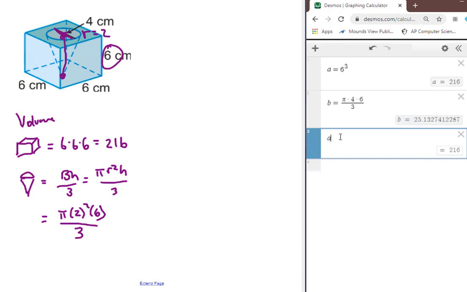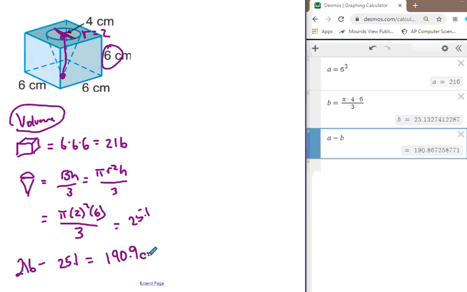So we're going to do A minus B, and there's our final answer for this one. So we took the 216, and then we had the 25.1, and we're going to do 216 minus 25.1 because we're cutting out that cone, for an answer of 190.9. And since this part is volume, we're going to call that centimeters cubed.